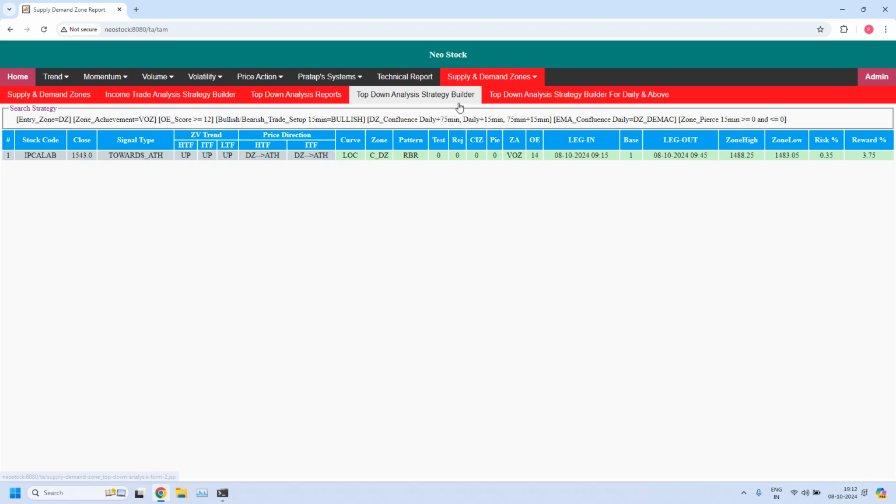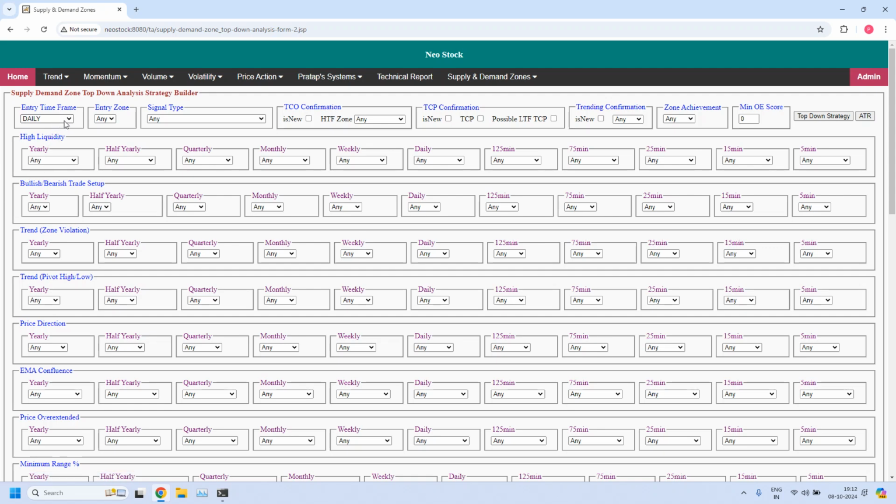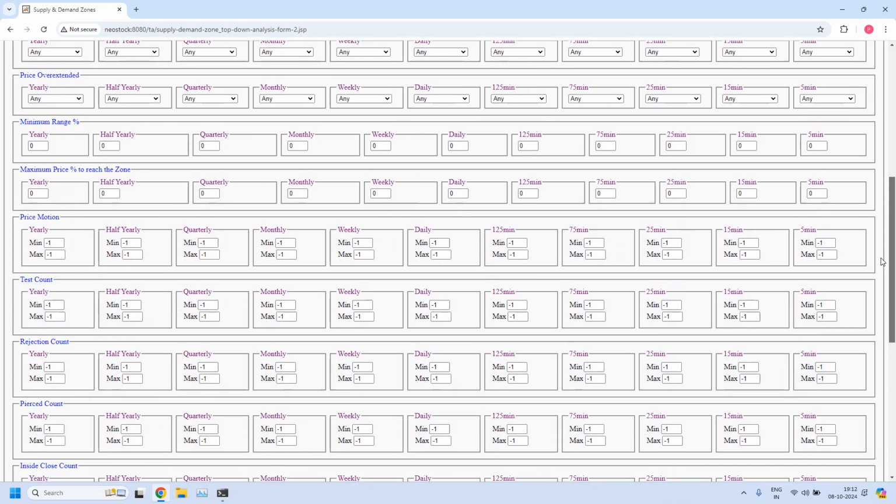Okay, next let us look for bearish trade setup for daily income trade. That is entry time frame 15 minutes. Entry zone should be supply zone. In bullish or bearish trade setup at 15 minutes time frame, I am selecting bearish. The 15 minute supply zone should not be pierced.